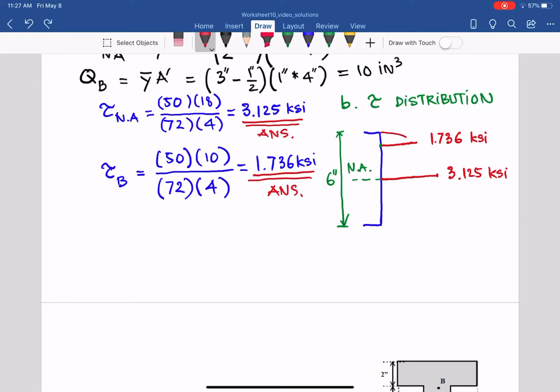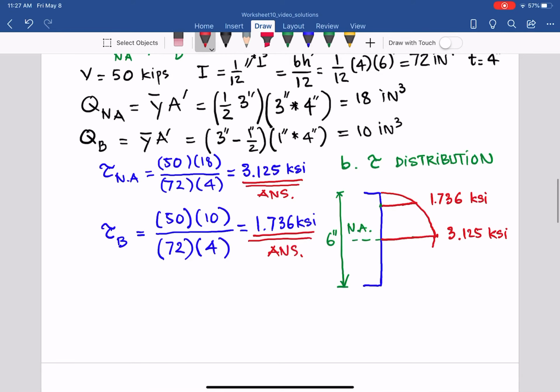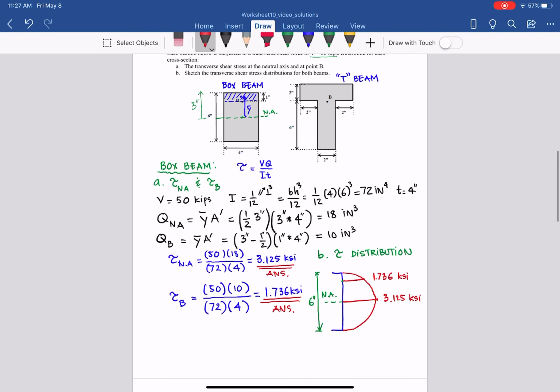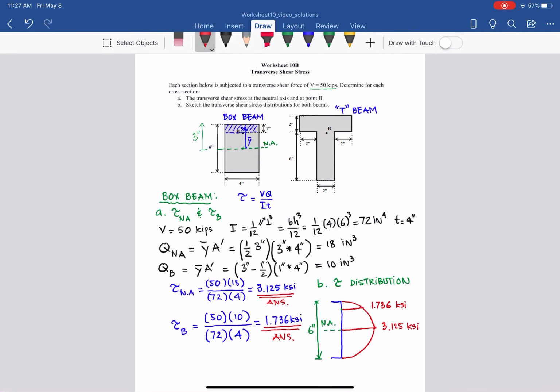So here, that is parabolic, and this cross section is the same for the bottom, so it will be the same parabola there. So this is the distribution of the shear stress. With that, we've done the first part, which is the box beam, and in the next video we will show how to do the transverse shear stress and its distribution in the T-beam.